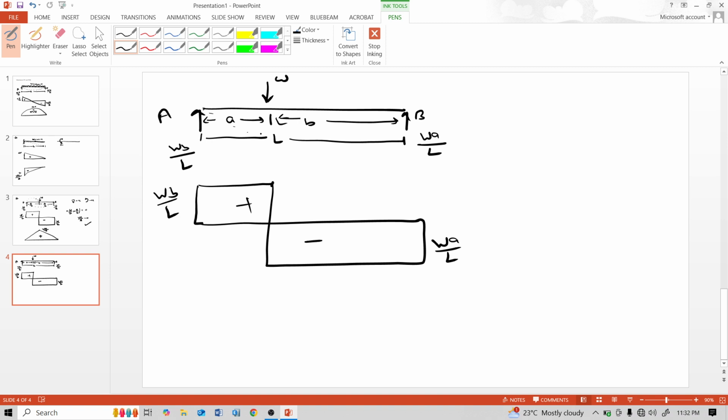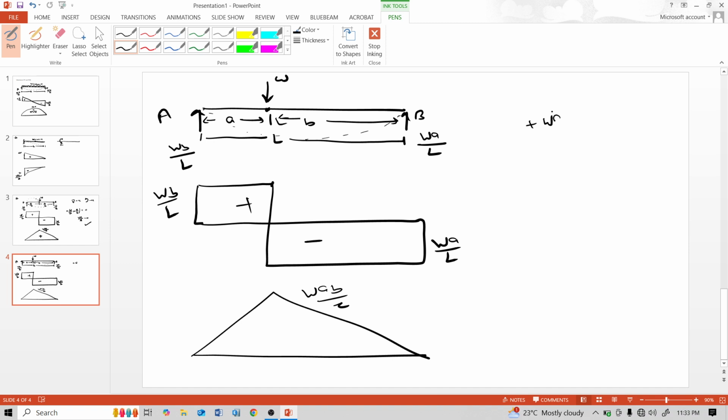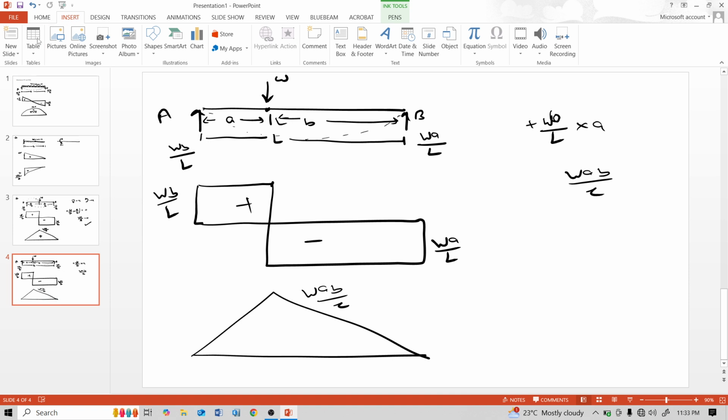This beam also deflects downward, so there is sagging bending moment. So the bending moment is positive, and here the bending moment is Wab by L. Calculate the bending moment at this point. Clockwise moment is positive. Wb by L multiplied by a. Therefore, Wab by L. Okay.